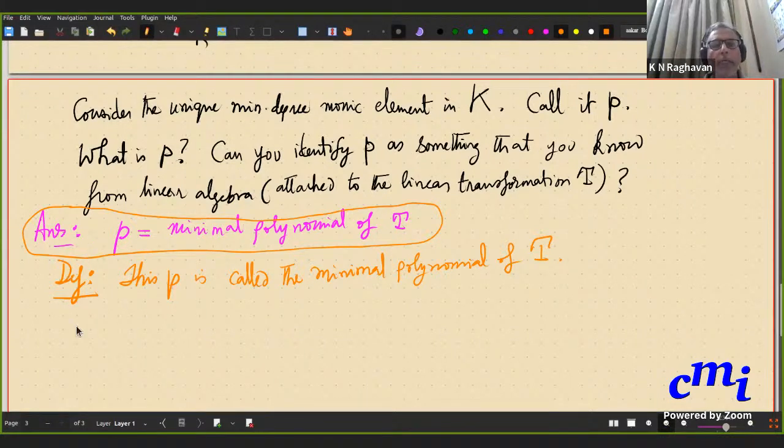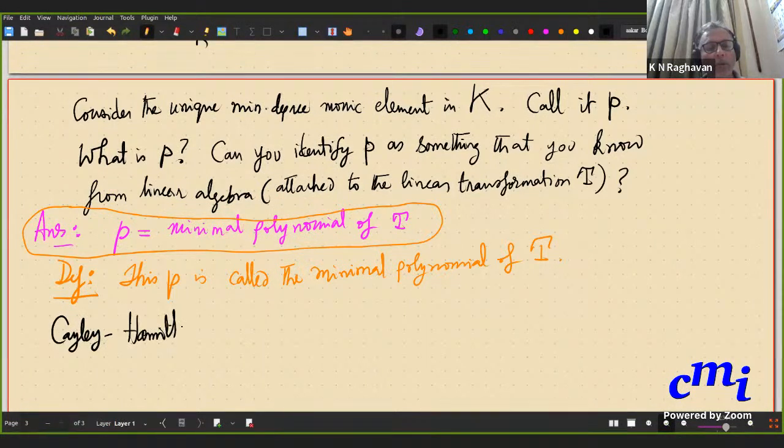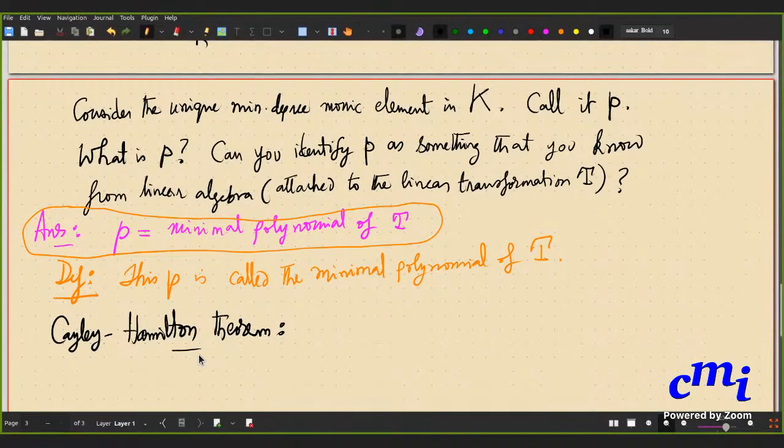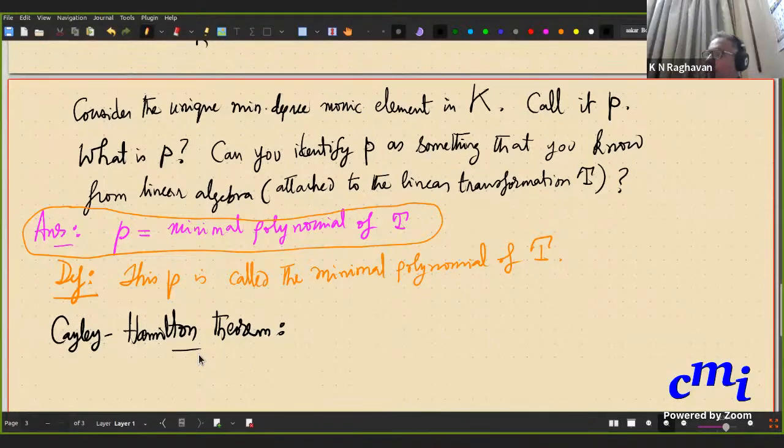Okay. So the next thing I want to do is the Cayley-Hamilton theorem. What does the Cayley-Hamilton theorem say? Can somebody please recall that for me from linear algebra? Every matrix satisfies its characteristic polynomial. Okay, very good. That's indeed correct.